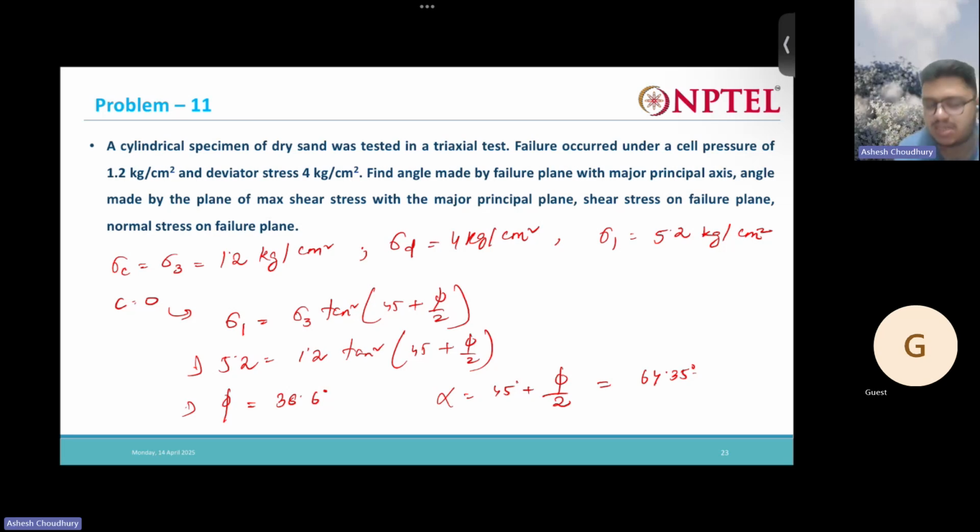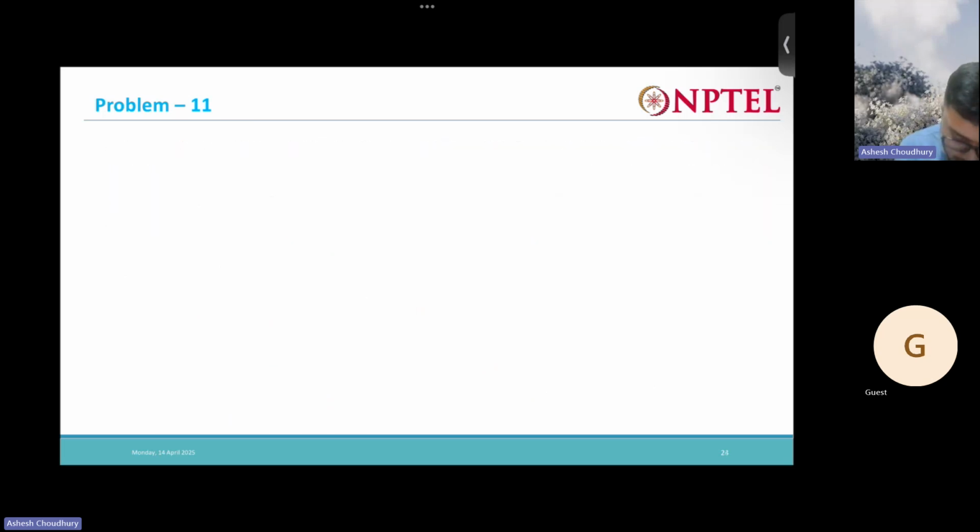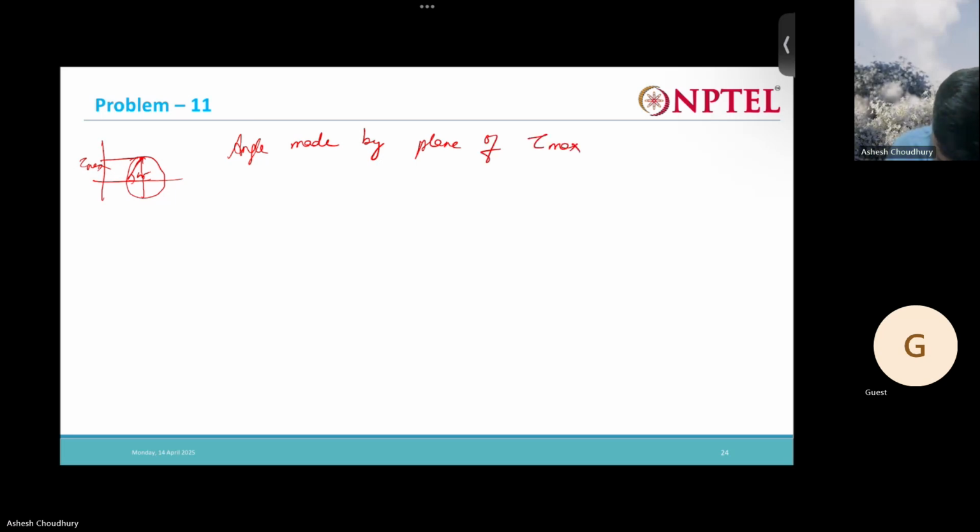Next is the angle made by the plane of maximum shear stress with the major principal plane. That is nothing but 45 degrees, right? On the Mohr circle, the maximum shear stress point is here, and this plane is always 45 degrees here, diametrically opposite point this plane. Always this is tau max. This is always 45 degrees. So the angle made by the plane of tau max with the major principal plane is 45 degrees.